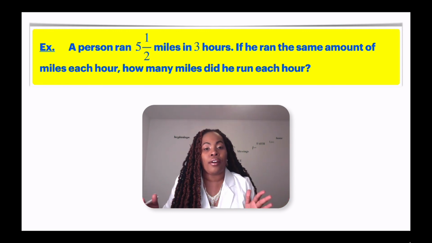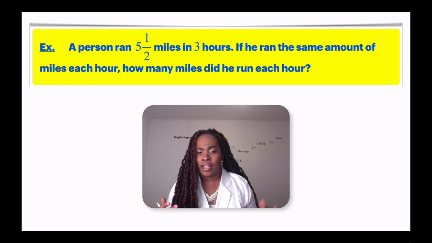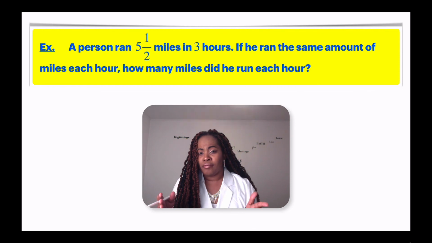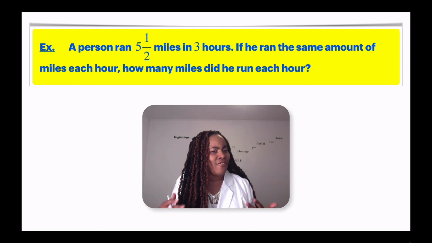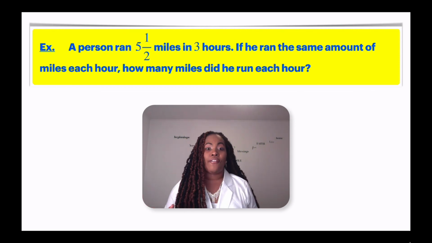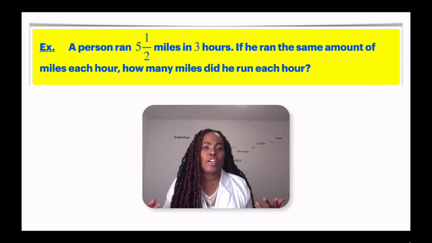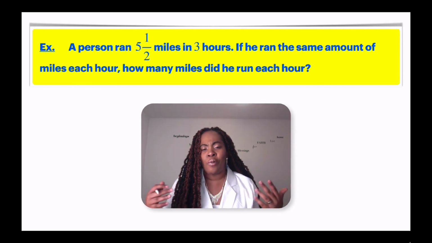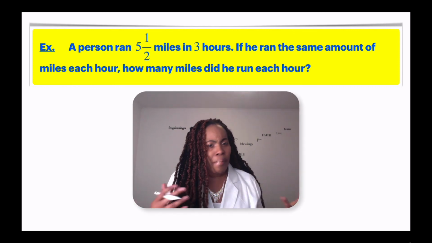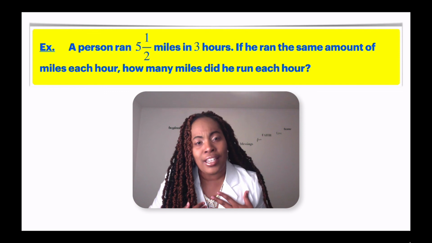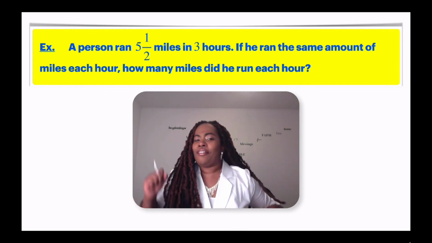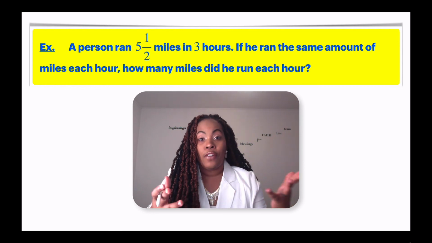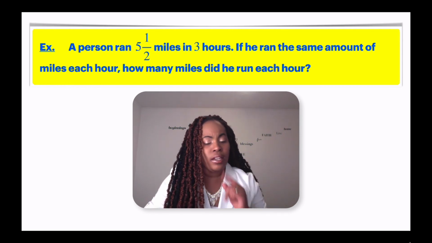Okay, we're going to go to the next problem. It says a person ran 5.5 miles in 3 hours. If he ran the same amount of miles each hour, how many miles did he run each hour? So here we go again. This person is running 5.5 miles in 3 hours. It says that he ran the same amount of miles each hour. How many miles did he run each hour? Remember what I told you, there are two types of division applications.